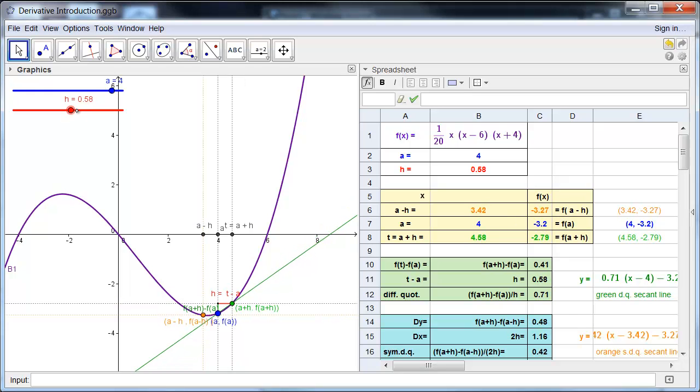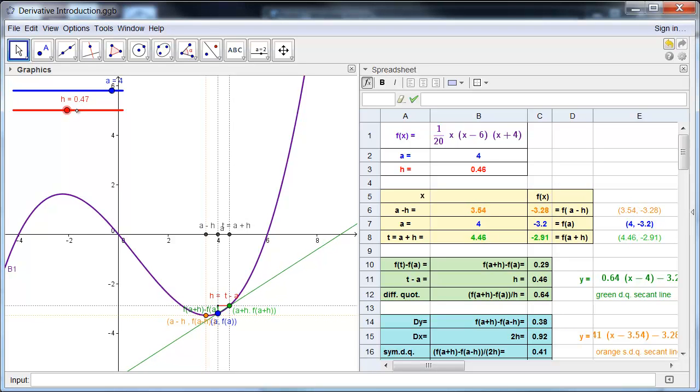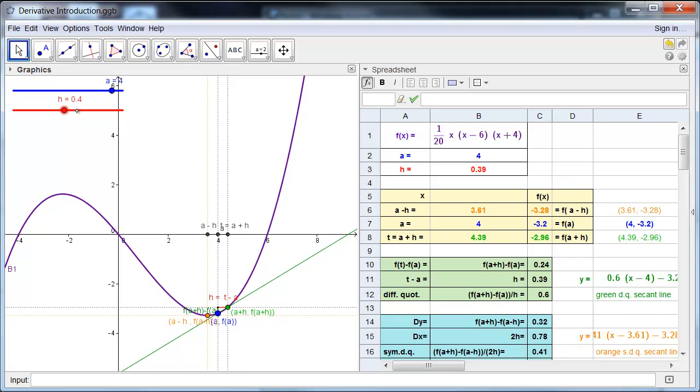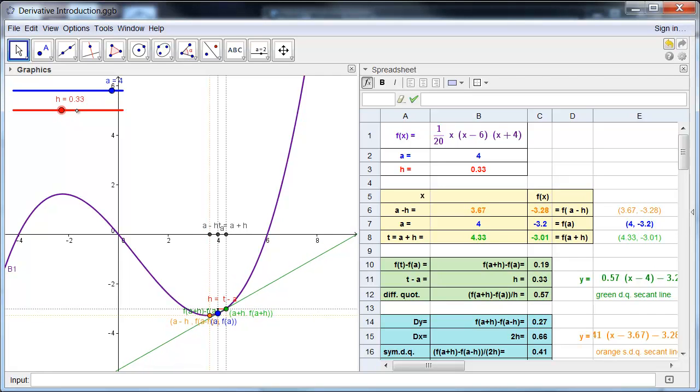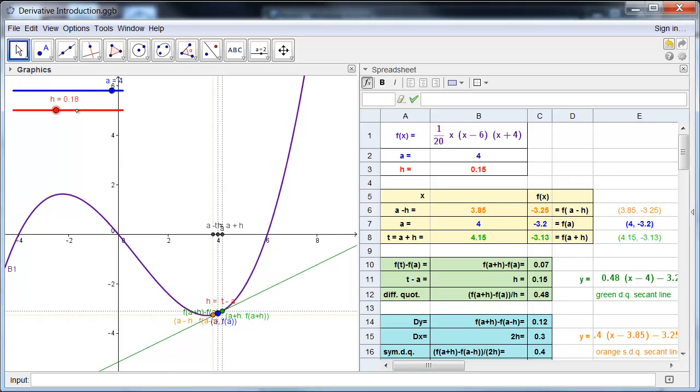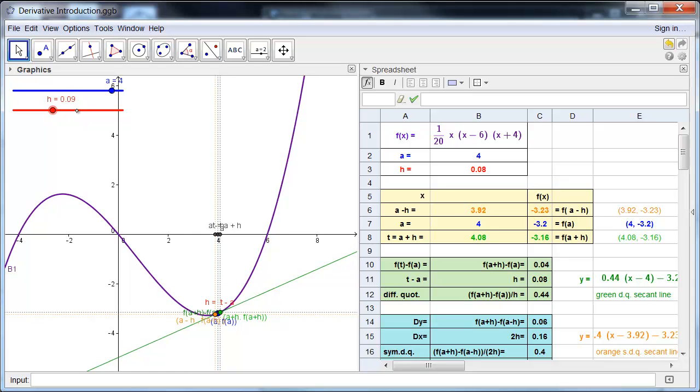Well, what if we did it a little closer still? Or closer still. Every time I'm moving this in just a little bit, where h is getting closer and closer to 0, notice that the slope is changing a little bit. That difference quotient very slowly is changing, and it's getting closer and closer.